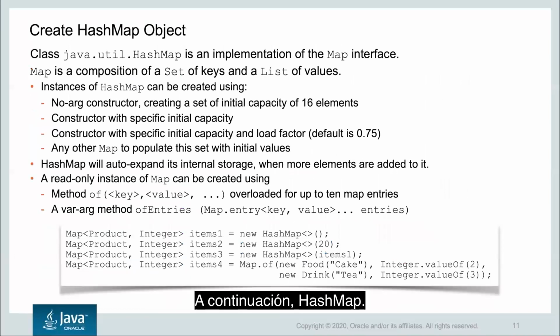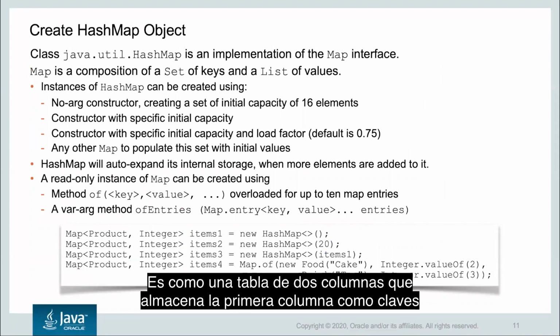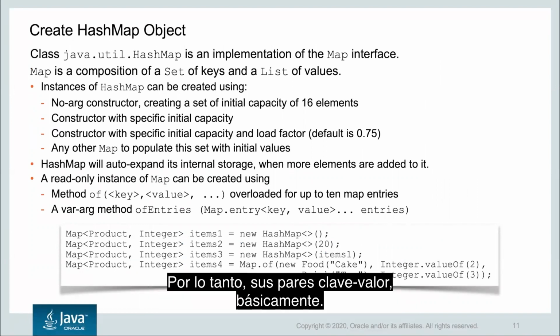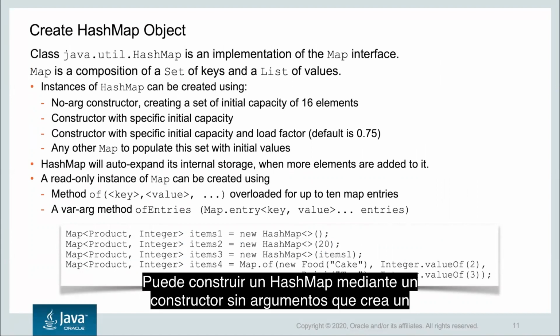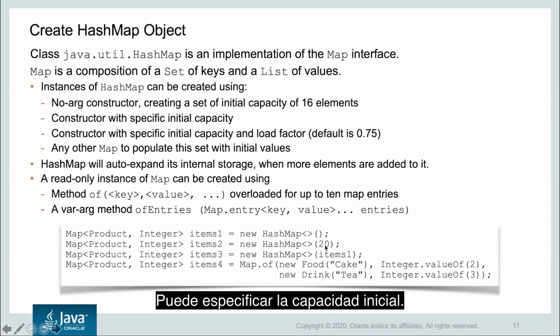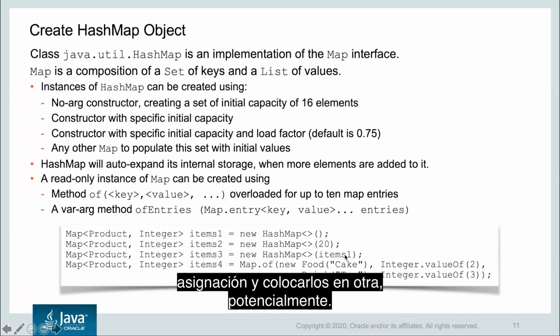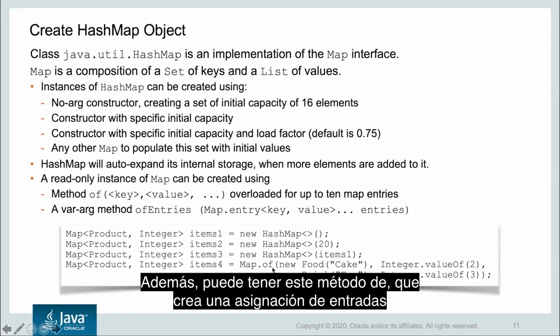Next, hash map. Hash map is a combination of two collections. It's like a table of two columns, which stores key value pairs. You can construct a hash map with no arguments, which creates a map of 16 elements, or you can specify capacity. You can also specify another hash map to grab items from.